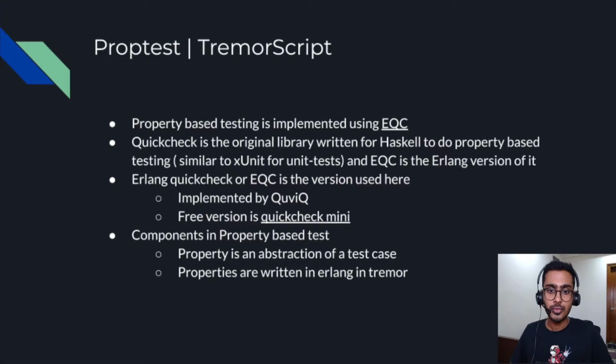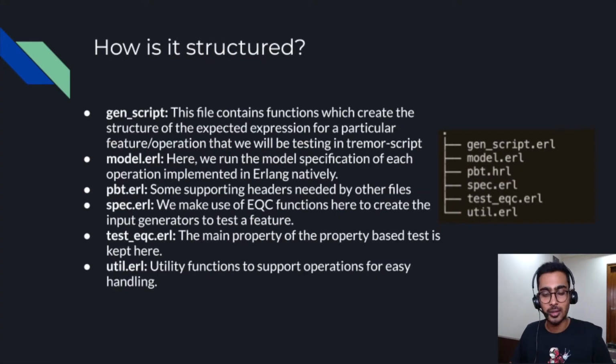So coming to how property-based testing is achieved in Tremor script. Usually, here we are testing it using Erlang. So we're using a framework called EQC. It is Erlang's version of QuickCheck. And yeah, Erlang QuickCheck, you can easily access it. It's available. So how exactly are property-based tests done, or how are they structured? These files can help us understand how it is structured.